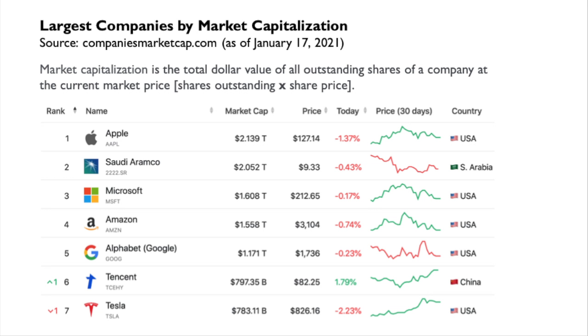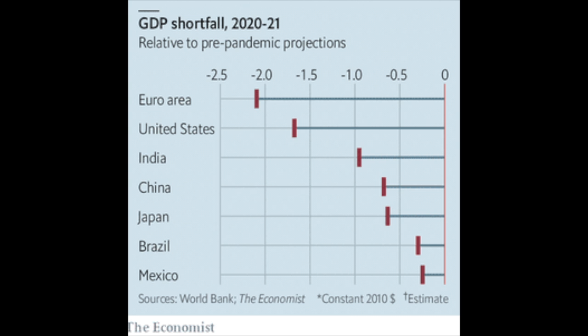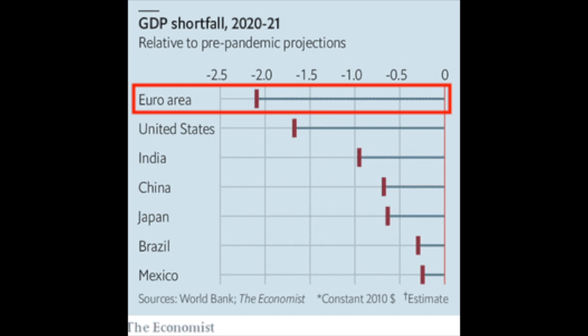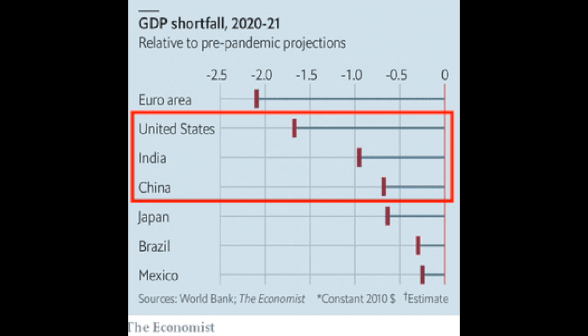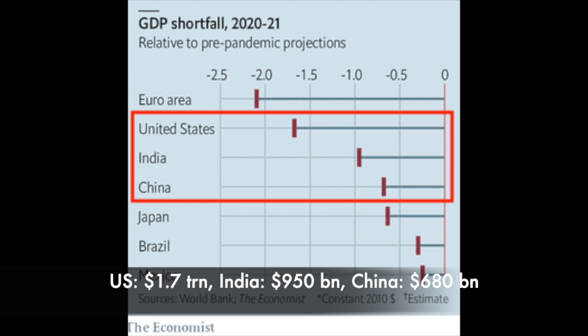With $10.3 trillion, based on today's stock market, you can buy the 7 most expensive companies in the world, including Apple, Microsoft, Amazon, and Alphabet. Here's a graph that shows how the shortfall may be split across regions. More than $2 trillion of the shortfall is attributed to Europe. America, India, and China are expected to have the shortfall of $1.7 trillion, $950 billion, and $680 billion respectively.